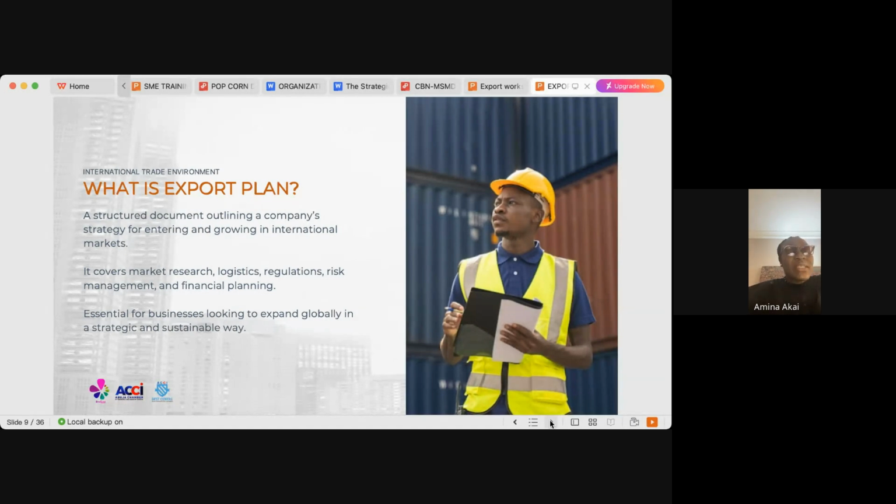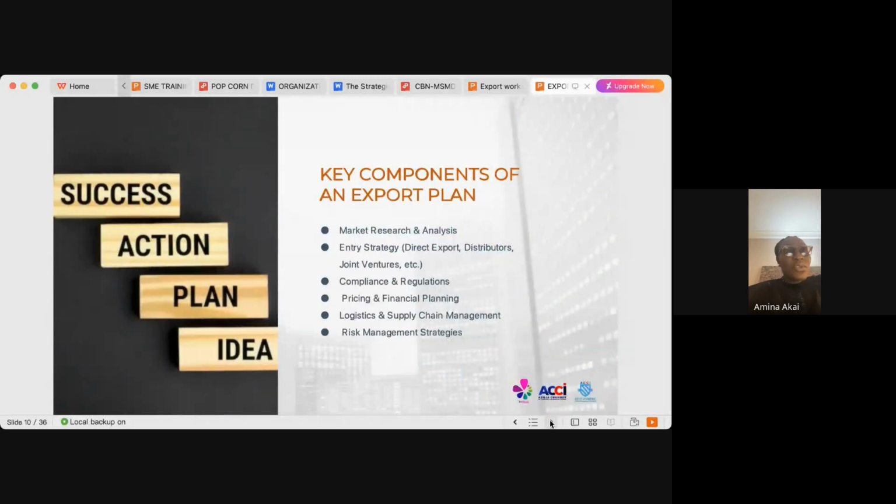You research all these things before you put it together and come up with a proper document. So you do the market research. Which country or which continent would I want to export this product to? Who consumes this product? How do they consume it? How do they prepare it? As you know, there are different ways, even within Africa, that we consume certain products.